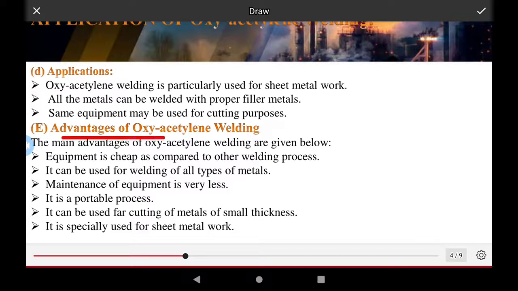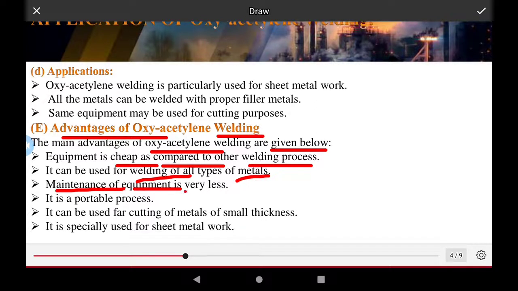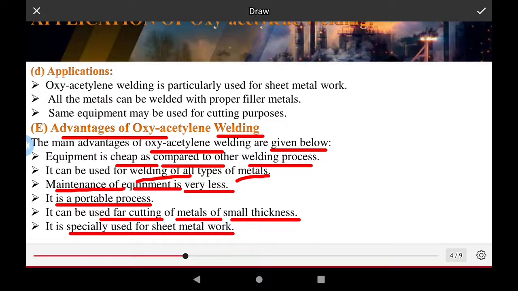Advantages of oxyacetylene welding. The equipment is cheap compared with other welding processes. It can be used for welding all types of metals. Maintenance of equipment is very low. It is a portable process. It can be used for cutting metal of small thickness. It is especially used for sheet metal work.